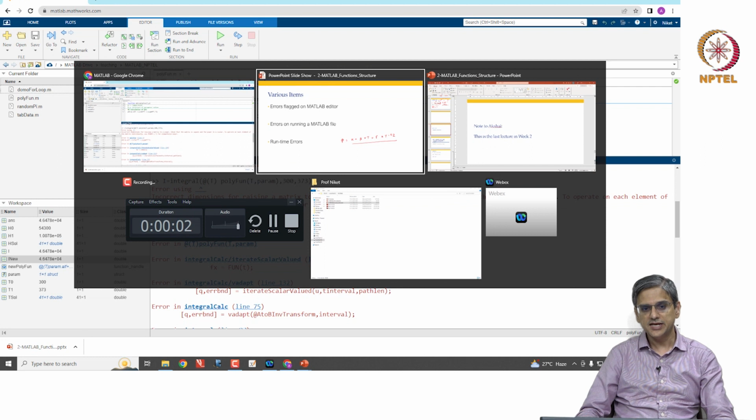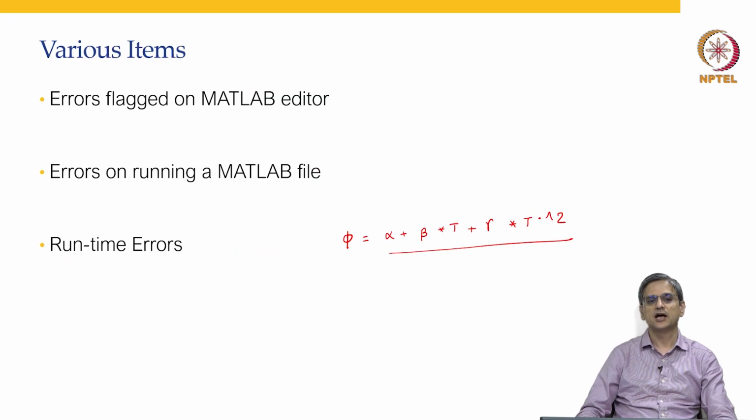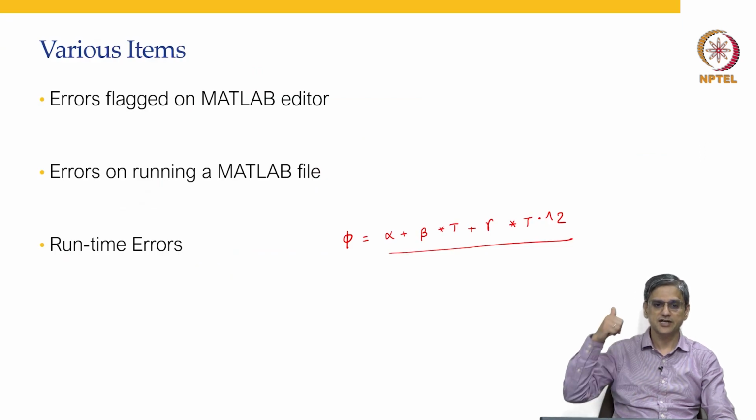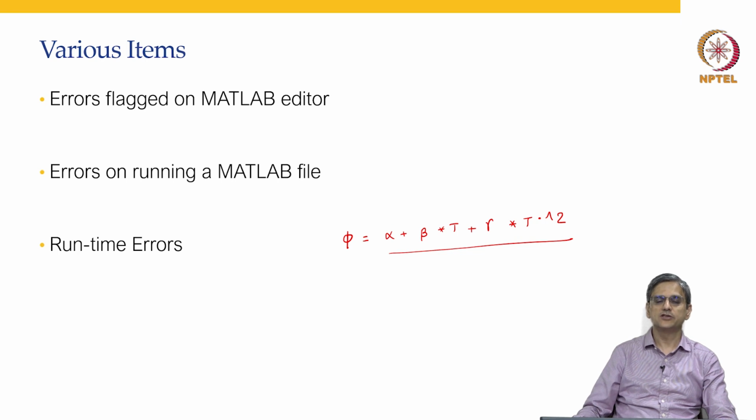So, let us recap the various things that are flagged as errors. The errors will be flagged in the MATLAB editor, as I had shown earlier. Errors will be flagged on running the MATLAB code, or errors will be of runtime in nature, and you can use the error codes that come up when we write the code, or we can use the error trace that gets generated when running the code in order to debug these errors. Okay. So, with that I come to the end of this lecture.